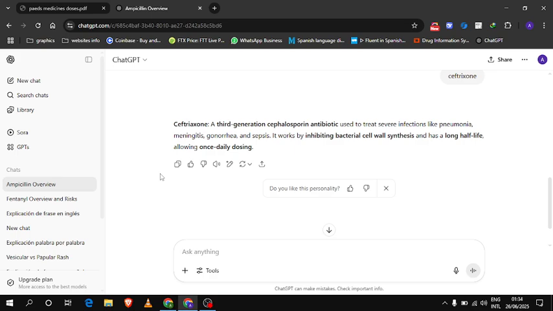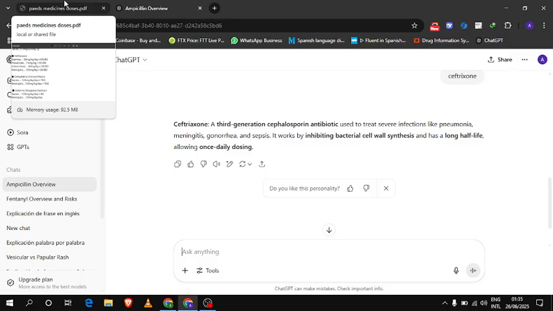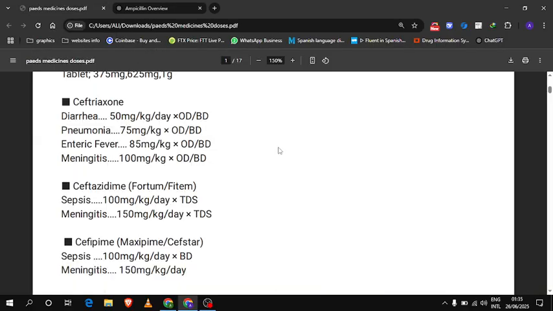It is also a third generation cephalosporin antibiotic used to treat severe infections like pneumonia, meningitis, gonorrhea, and sepsis. It works by inhibiting bacterial cell wall synthesis and has a long half-life, allowing once daily dosing. But it's mostly used BD.